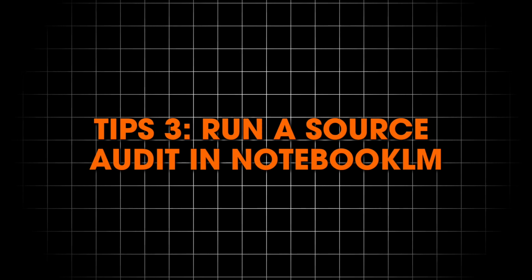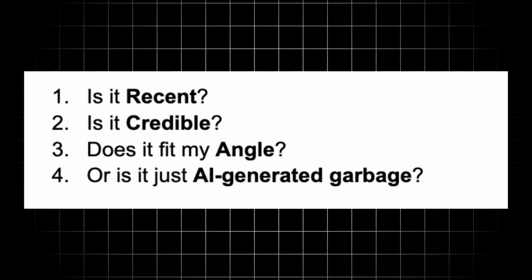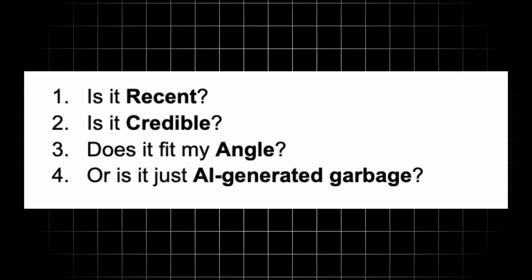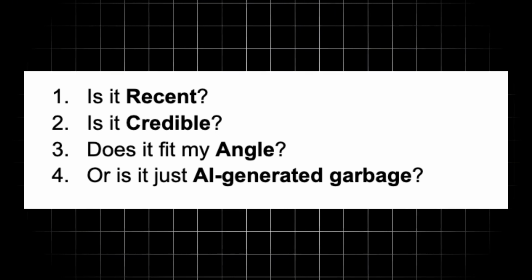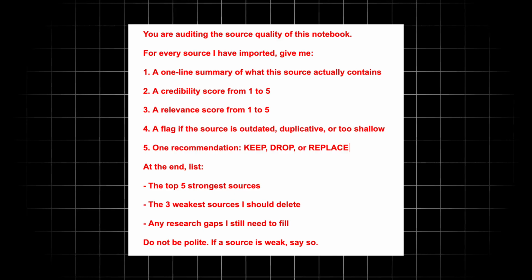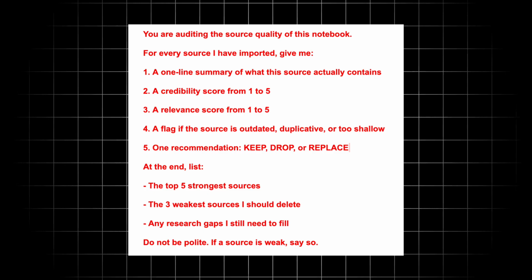And tip number 3 is run a source audit in NotebookLM. Before importing any source, I always do a quick quality check. I ask, is it recent? Is it credible? Does it fit my angle? Or is it just AI-generated garbage? If it fails, I skip it. But here's the real pro move. I let NotebookLM audit itself. Paste a prompt asking the AI to score your sources on relevance and depth.